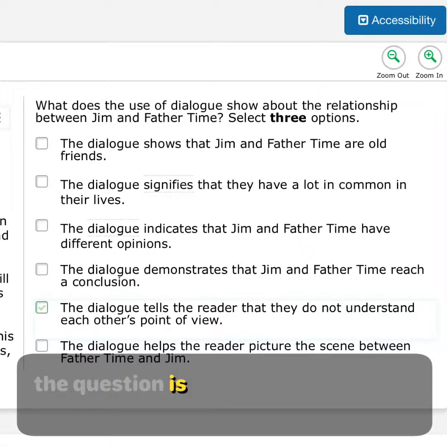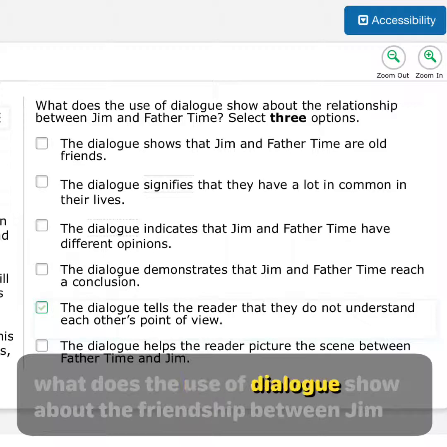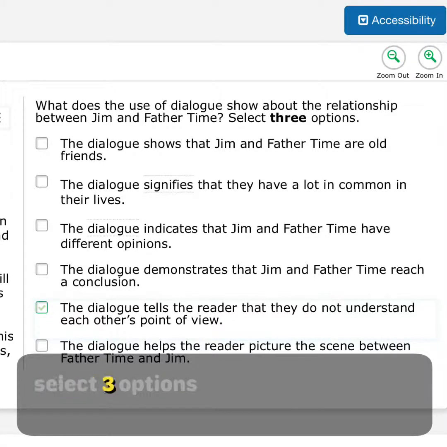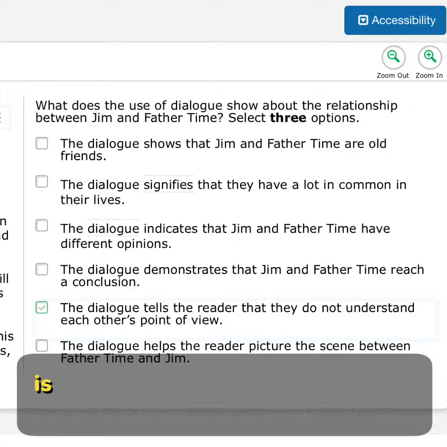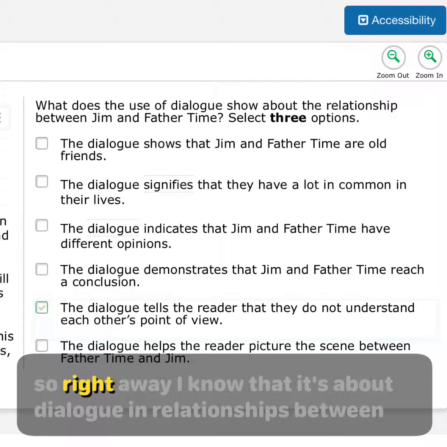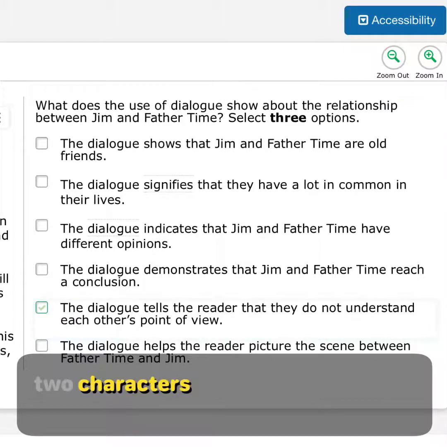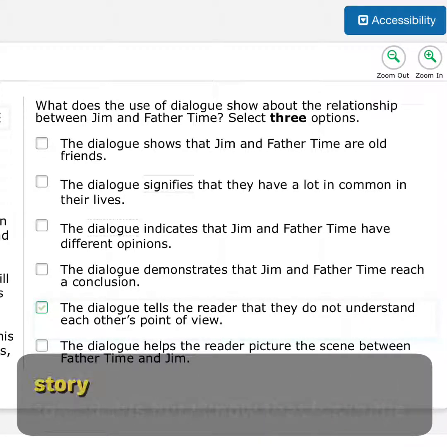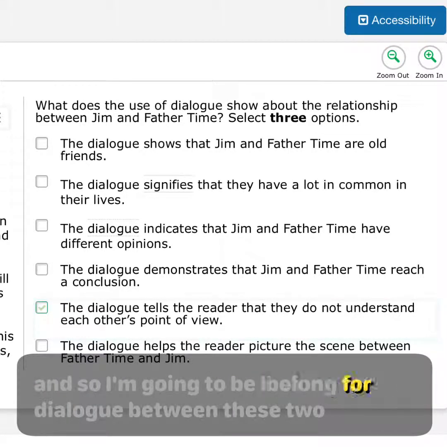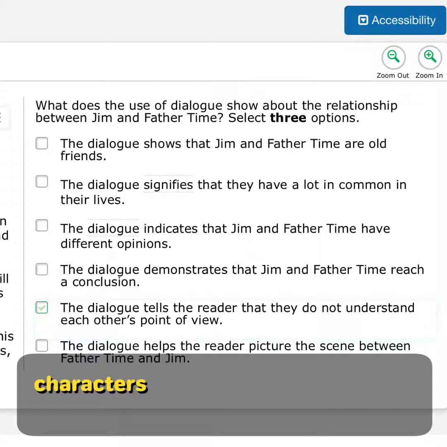For an example question, we have this one here from a practice test. The question is, what does the use of dialogue show about the friendship between Jim and Father Time? Select three options. So from this question, I'm going to figure out what the topic and task is. Right away, I know that it's about dialogue and relationships between two characters. It doesn't tell me exactly where to find this, but I know that it's in the story, and so I'm going to be looking for dialogue between these two characters.